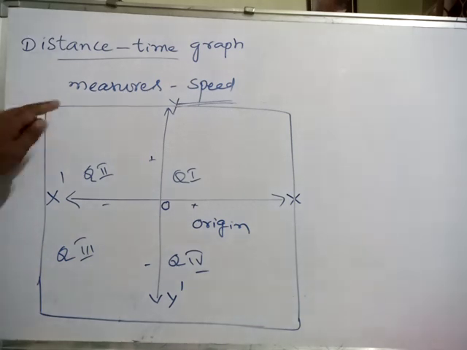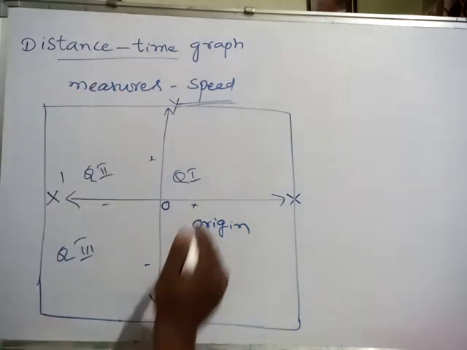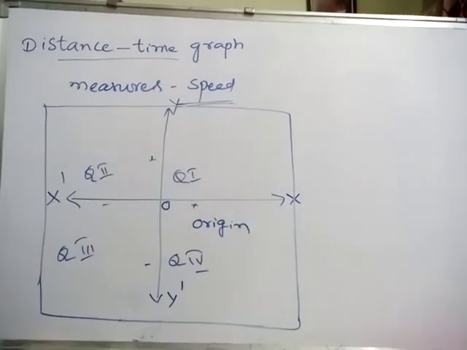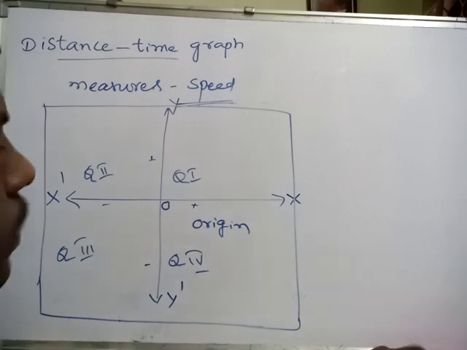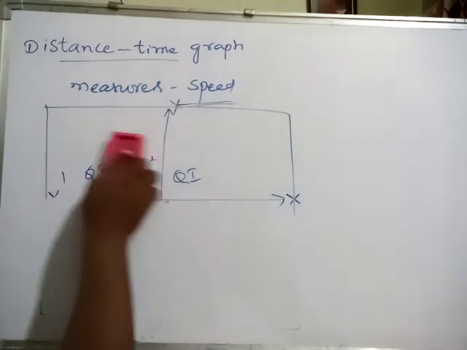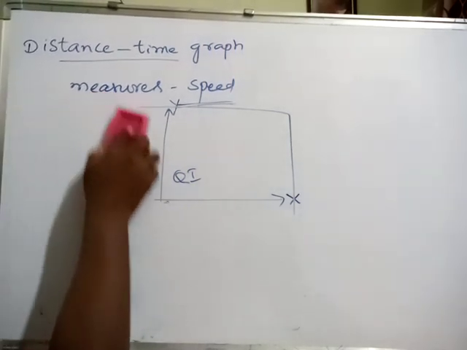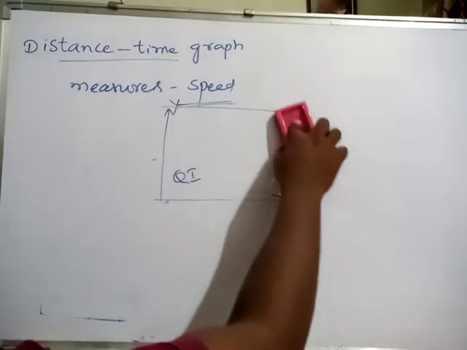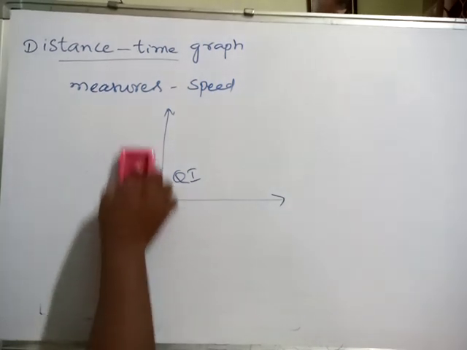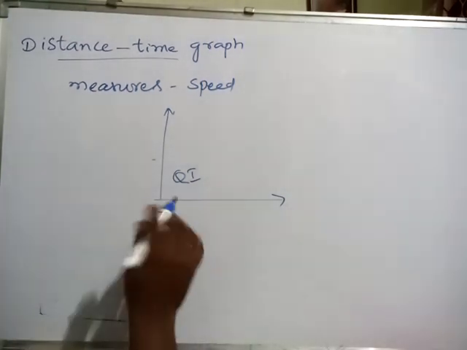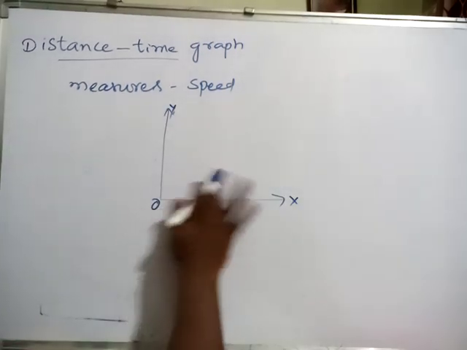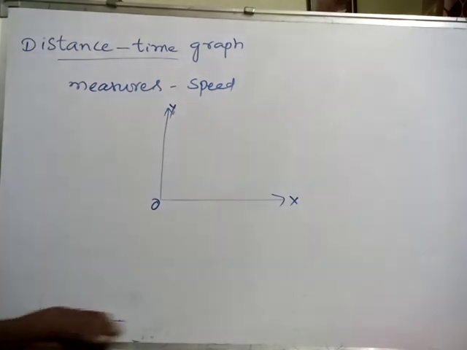Now to measure the speed of an object, we want only the first quadrant, we don't need the others. We want only the first quadrant, which means our graphs will be only in this shape, because among all those four quadrants we want only one quadrant, that is the first quadrant. So our graphs will be like this one. This is origin, x and y.